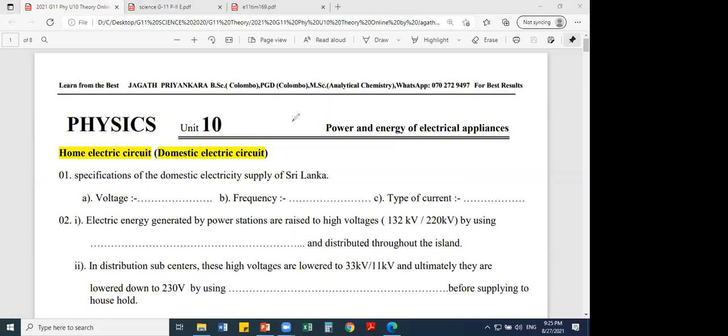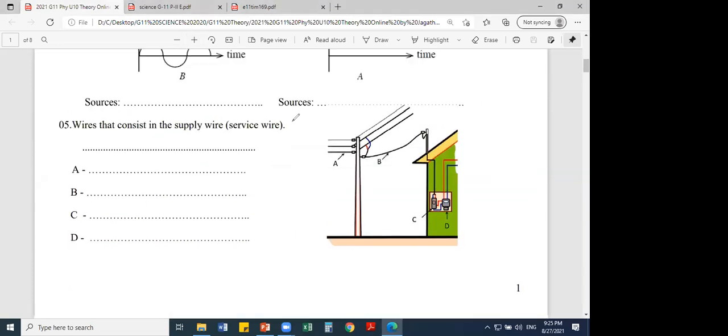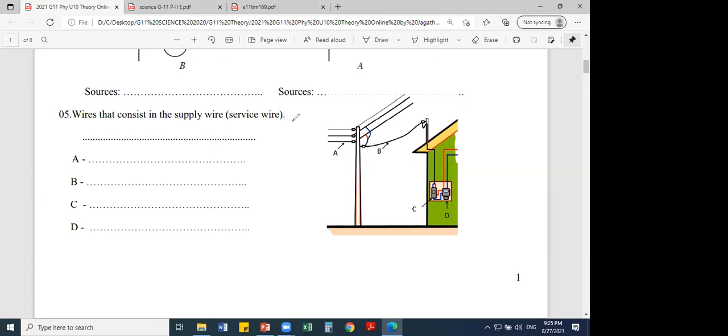Okay, this is where we stopped last week. Look at this. I have given number 5. What wires consist in the supply wire? Can you write here supply wire or service cable? Please highlight service wire or supply wire. Sometimes we call it service cable. From number 5 onwards, we have to start today. This is the national grid. Actually, this capital A is the national grid.